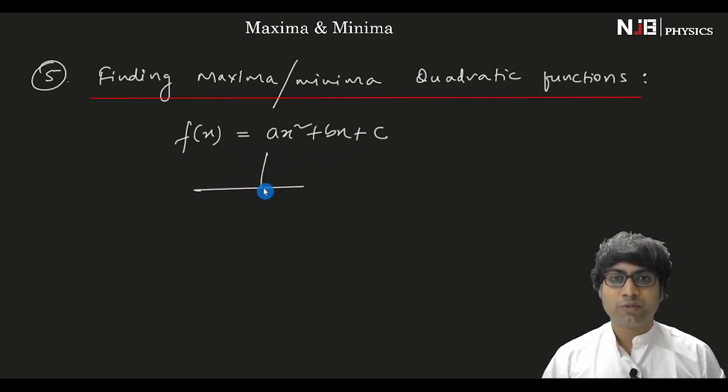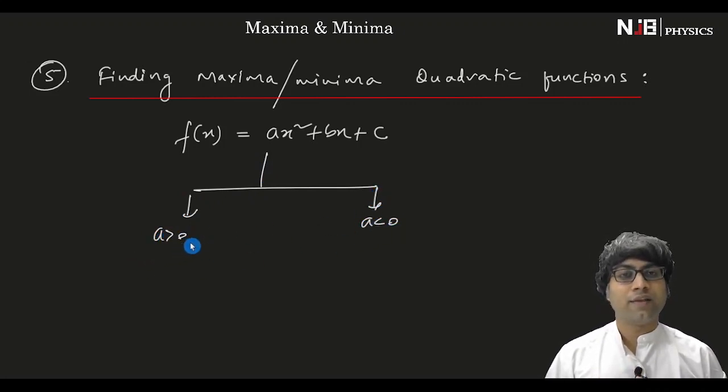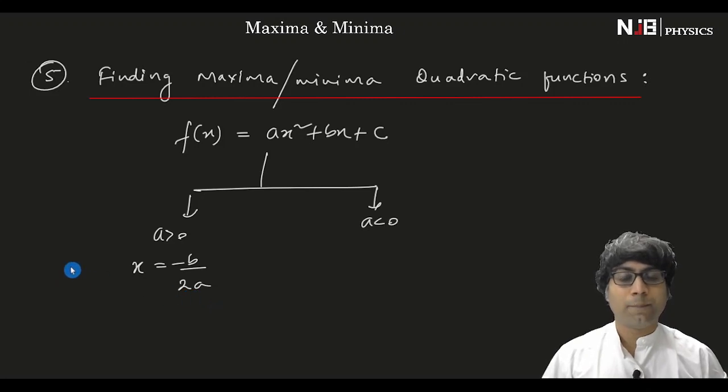So there will be two possibilities: if a is greater than 0 and if a is less than 0. We know that if a is greater than 0, then the graph is going to be concave up. That means there will be no maxima, but there will be a minima. In fact, that is going to be the minimum value of the graph. So where is it going to be? It is going to be at x equal to minus b by 2a. So at x equal to minus b by 2a, you are going to find one minima.